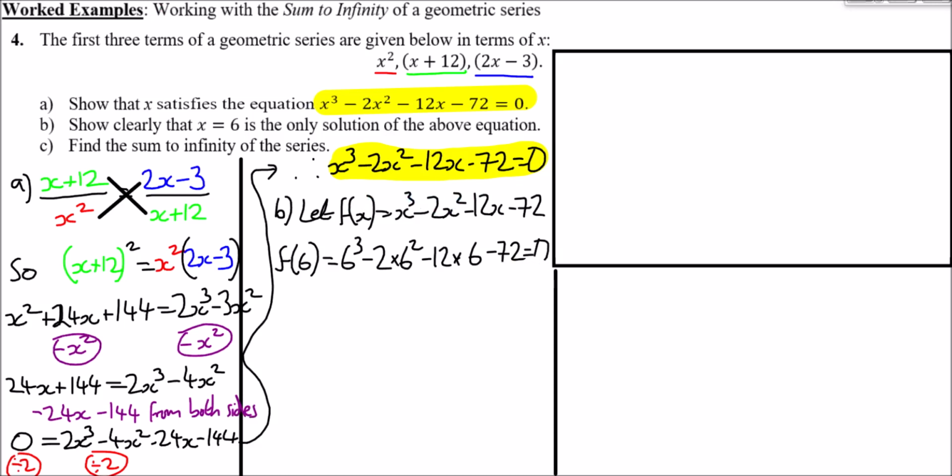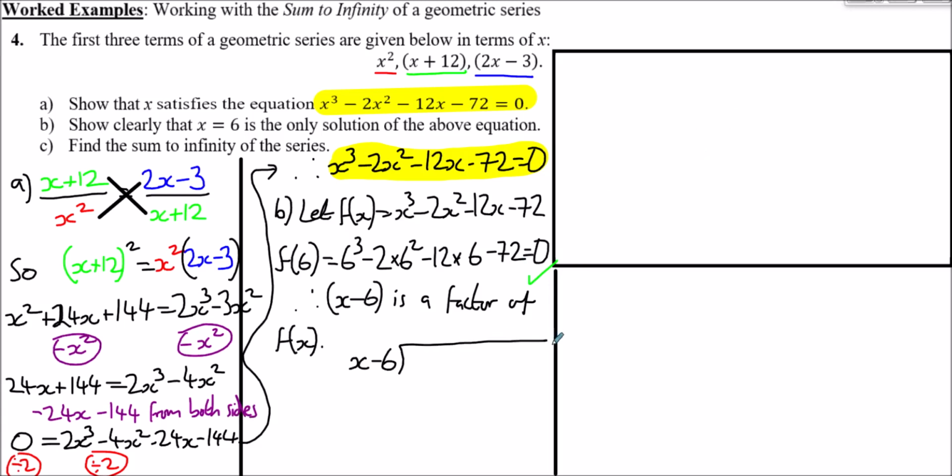So what we can say here, because that is a root, we can say therefore, using the factor theorem, x minus 6 is a factor of f of x. In other words, we can divide this cubic by x minus 6 and we should expect to have no remainder. So let's try that now. If you prefer the box method for dividing polynomials, I'll reveal the other method in a moment, but for now I'm going to do the long-winded polynomial long division, because I quite like it, as do some other people. It's not for everybody, so if you're not in this camp, I'll show you the other way in a moment. So let's try and divide x minus 6 into x cubed minus 2x squared minus 12x minus 72.